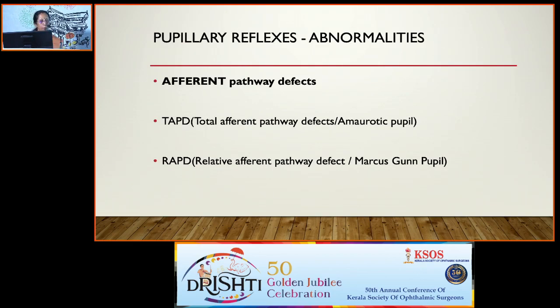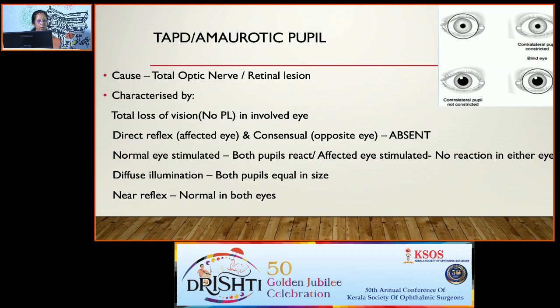So, we will go to the pupillary reflex abnormalities, which include both afferent and efferent pathway defects. The afferent pathway defects include the total afferent pupillary defect or the relative afferent pupillary defect. Total afferent pupillary defect, otherwise called the amaurotic pupil, is caused by a total optic nerve lesion or a severe retinal lesion. It is characterized by total loss of vision, that is no PL vision in the involved eye. The direct reflex in the affected eye and the consensual in the opposite eye is absent.